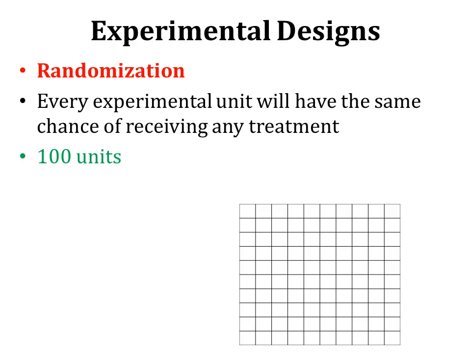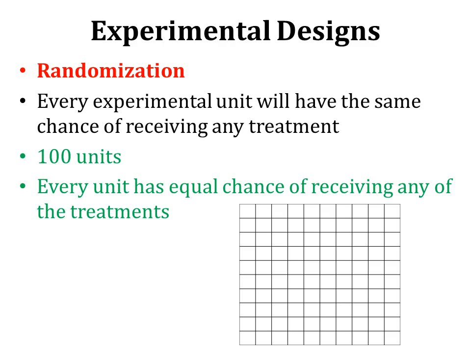For example, you have 100 units, or 100 plants. Every unit has an equal chance of receiving any of the treatments, right? So you're not going to say that the first 10 plants are going to receive treatment A, the next 10 plants are going to receive treatment B or treatment number 2, and so on. No, this is not the case. You have 100 units, and every unit has an equal chance of receiving any of the treatments. So this is known as randomization, and this is a very, very important and basic principle of experimental designs.